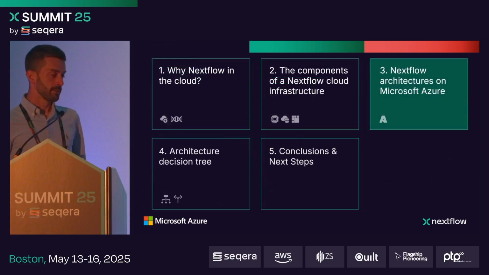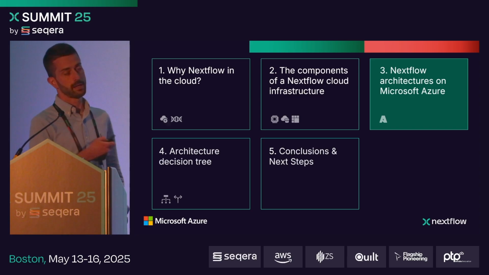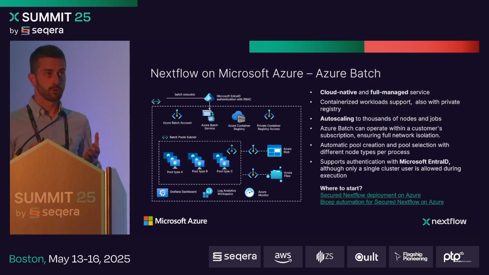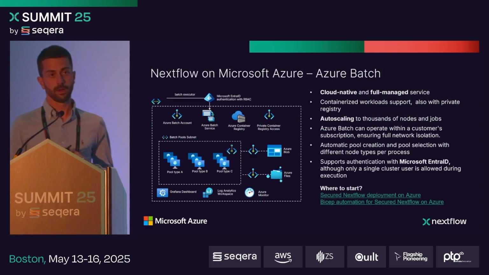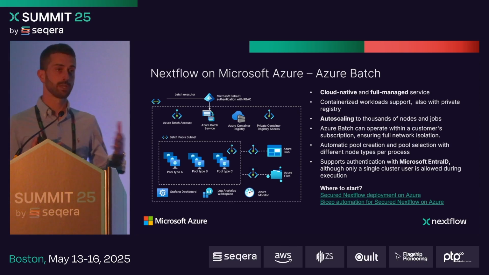Having said this, let's go and see some architectures that are realized on Azure, and these are all real architectures that are used today by customers in production on Azure and running Nextflow. Let's say that the most cloud-native one, and you can find similarities with other hyperscalers, is the adoption of a batch service that in Azure is called Azure Batch. Of course, this is the most cloud-native solution.